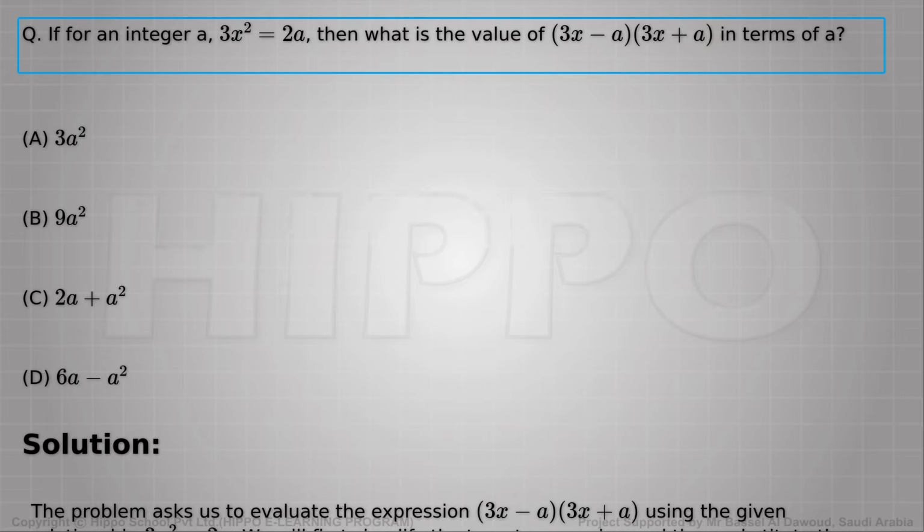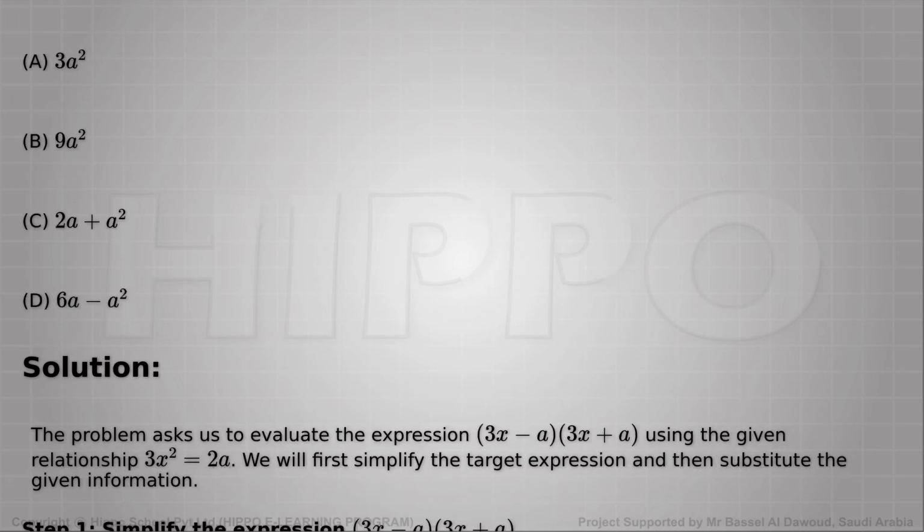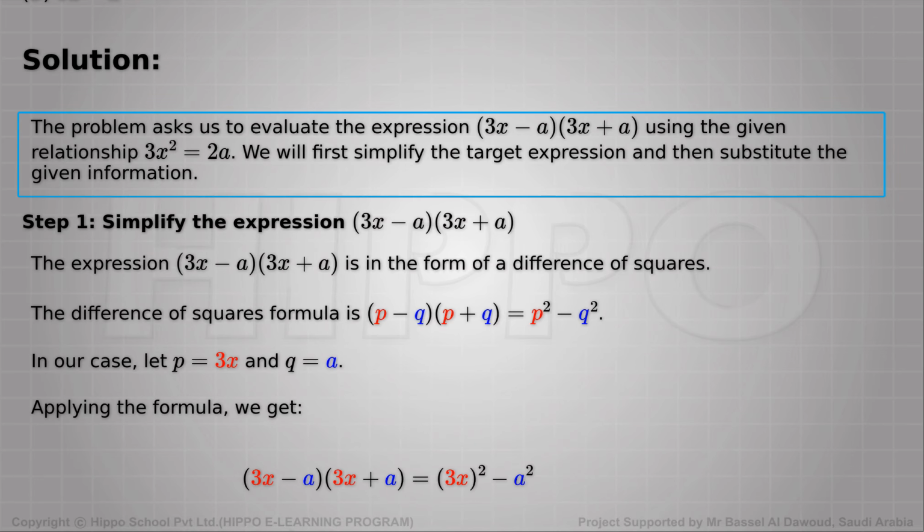It looks a little abstract, but it's a great example of how the SAT tests your knowledge of core algebraic identities. We're given one equation, 3x squared equals 2a, and asked to find the value of a completely different expression. The key here is that the answer must be in terms of a, which means we need to find a way to eliminate x. Our strategy will be a two-step process.